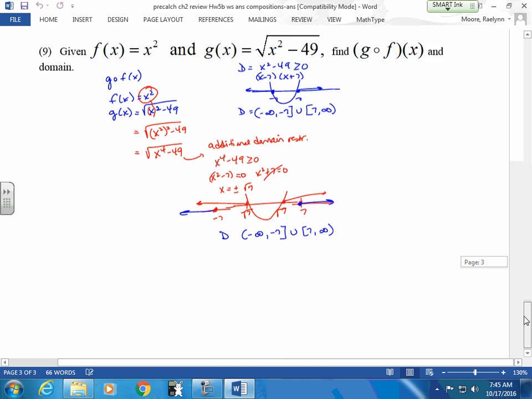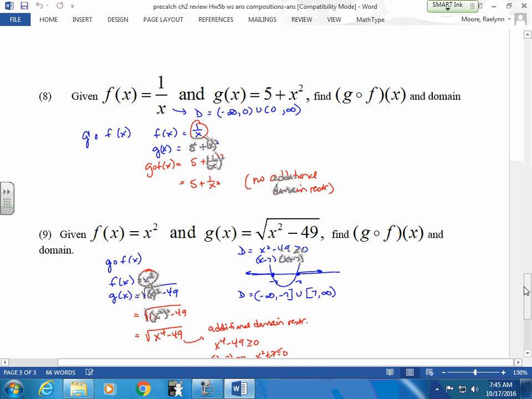I think these are the rest. This one has a domain restriction. When we put function f into g, we also still get an x in the denominator, and the only thing that still affects that is a 0. So there's no additional domain restriction. And we still have this domain. You just write it once, and that's it.